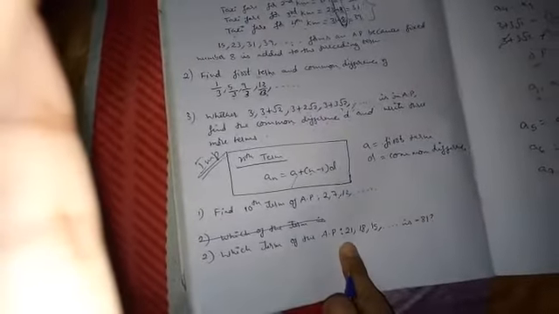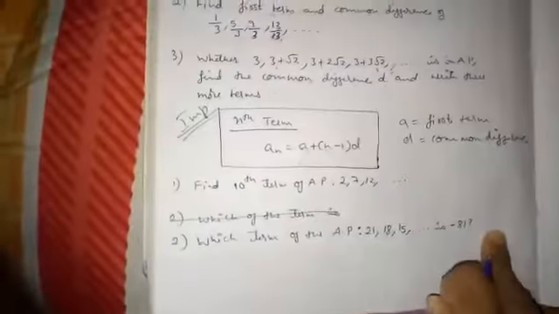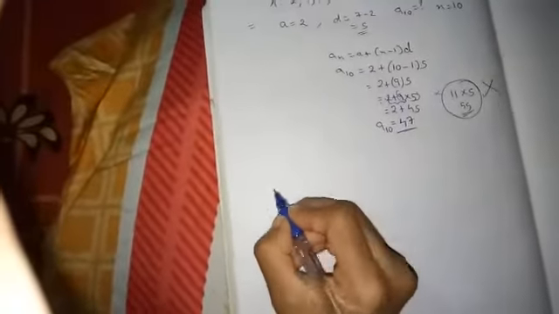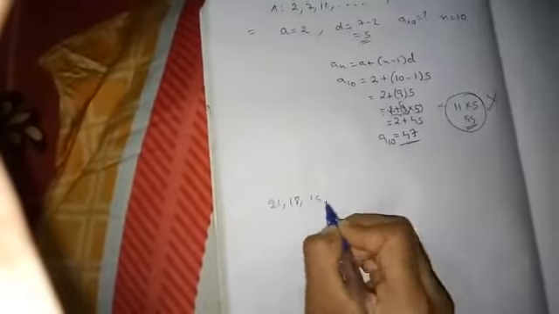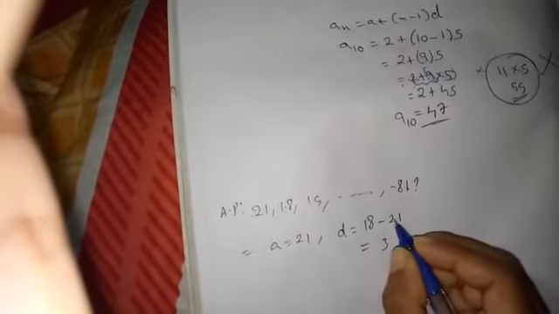Which term of the AP 21, 18, 15, etc. is minus 81? So this is the given AP. What they have given, we can write first. a is 21. What is d? How will you find it? Second term minus first term, 18 minus 21. So subtract it. What you will get? 3. The bigger number is 21, so the bigger number's sign is minus. So it becomes minus 3.